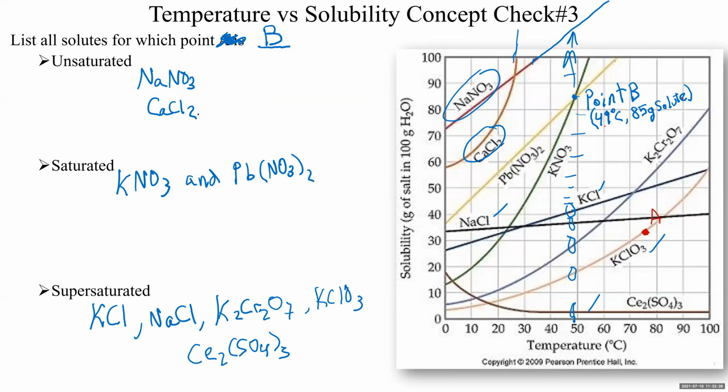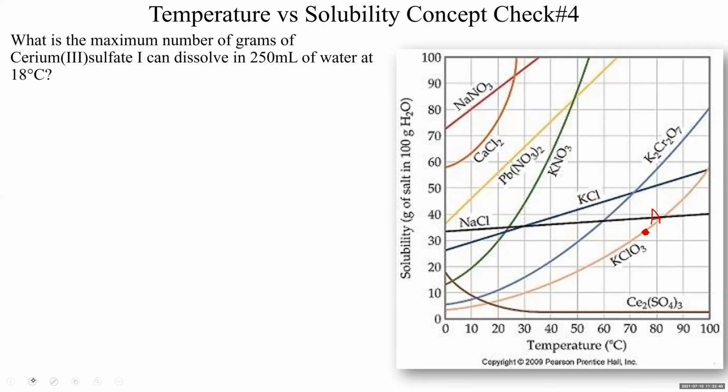So that would be for point B. So we have point A we looked at and point B we also looked at. Okay, let's go on to the next question, next concept check. I still have point A there, but we're not going to make any more use out of it.